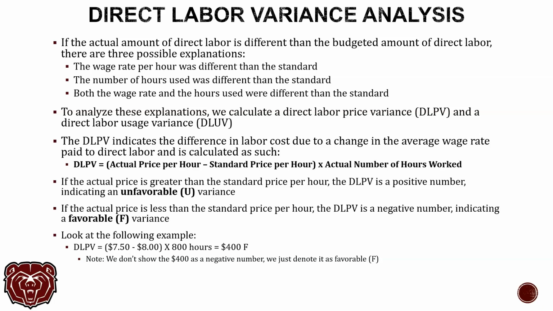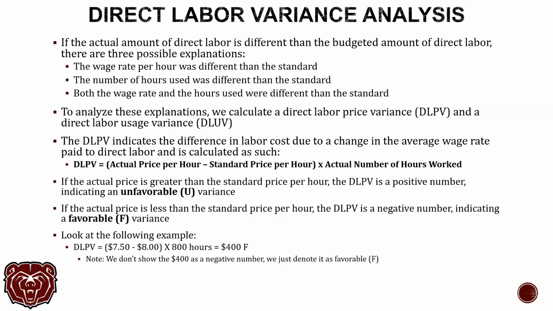What this indicates, what we can kind of assume, is that the difference in labor cost is due to a change in the average wage rate. We calculate it the following way. These are going to be extremely important formulas for you to know for your exam, so I would write these down for sure. You take your actual price per hour, and you reduce that by your standard price per hour, and then you multiply that times the actual number of hours worked.